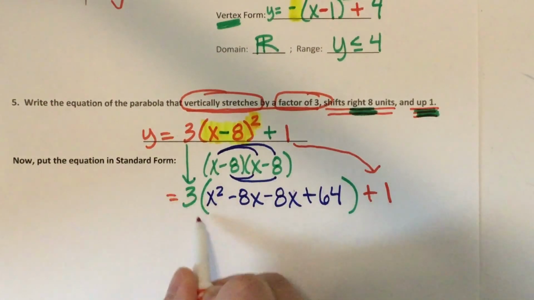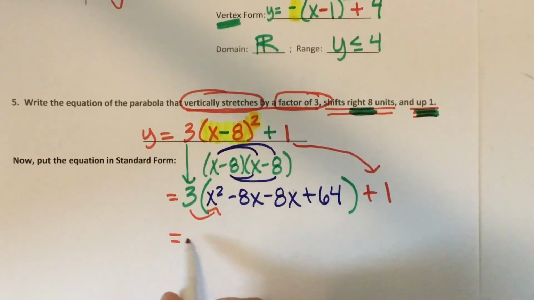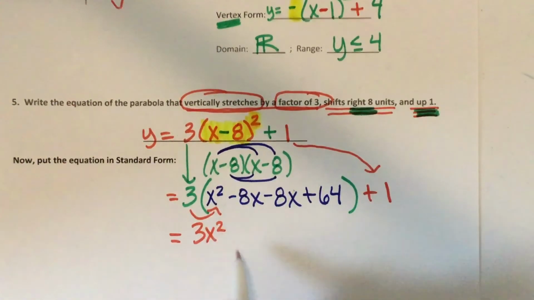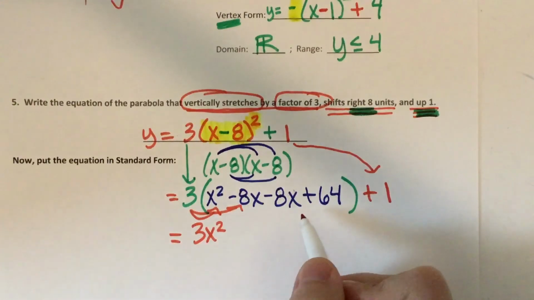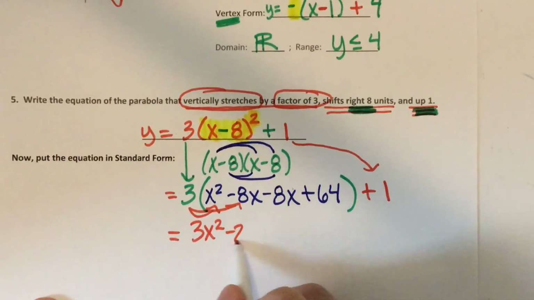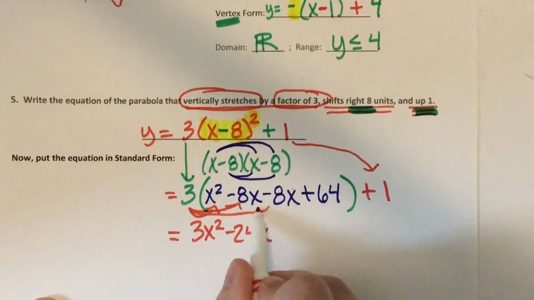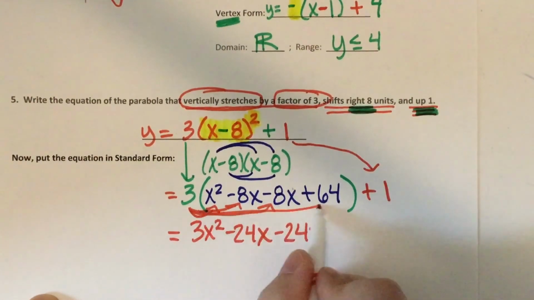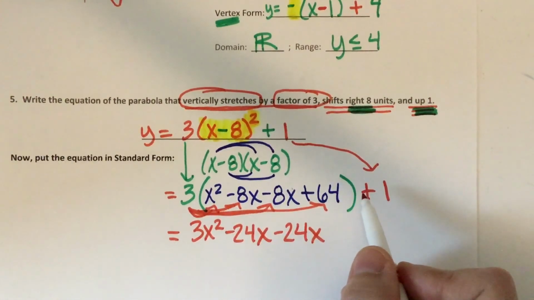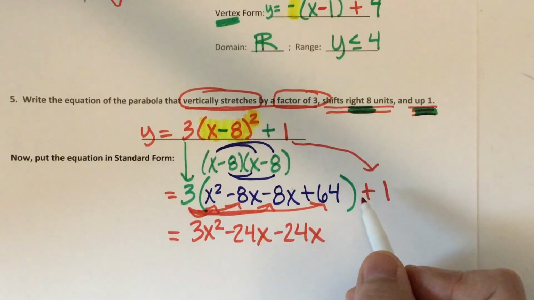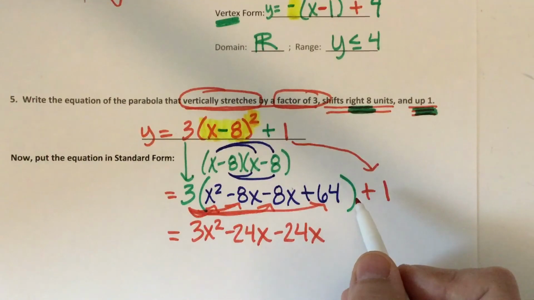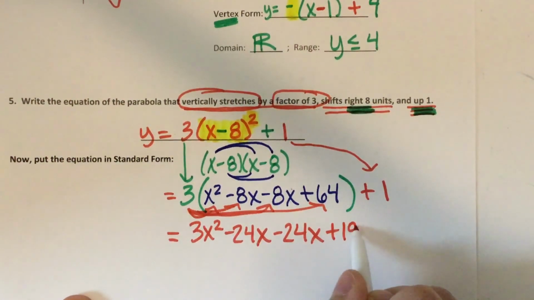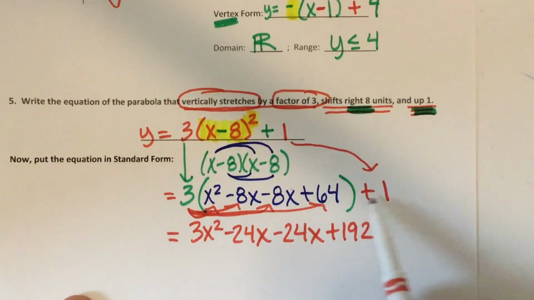Okay, so here we go. So 3 times x squared makes 3x squared. 3 times negative 8x makes negative 24x. 3 times another negative 8x is another negative 24x. 3 times 64. I keep giving you guys big numbers. I'm so sorry about that. So 3 times 64, what is that? 192. And then this plus 1 that's in the back, I'm just going to drop it.